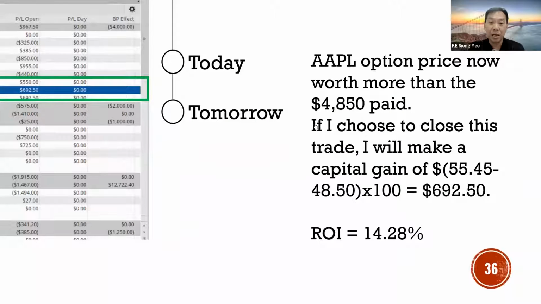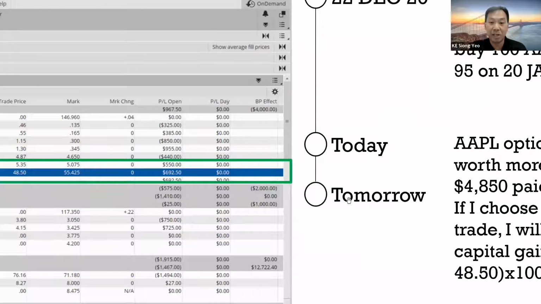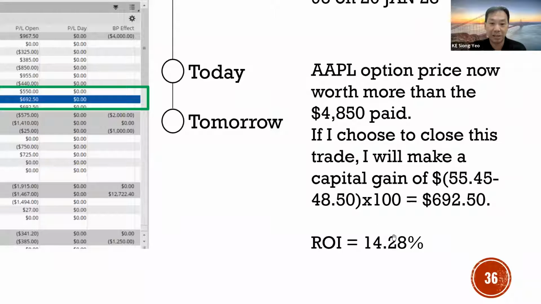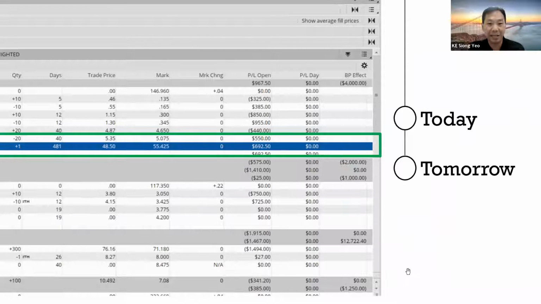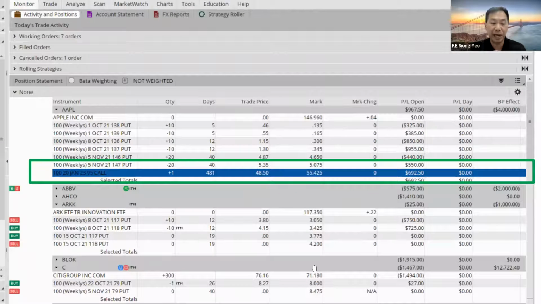So if I choose to close this trade, I would be able to make a capital gain. So options also allow you to make capital gains. Capital gains are not just based on buying the share low today, hoping to sell high in the future. Options can also allow you to make capital gains. So based on this example, the ROI is 15%, which is already way better than in many cases where you just buy and sell the actual stock itself.